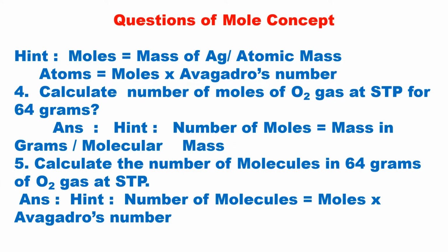Another example in this category of similar connected numericals is: calculate the number of molecules in 64 grams of oxygen gas at STP. We know that 1 mole of the molecule contains 6.02 in 10 raised power 23. So in 64 grams there are 2 moles. So the number of molecules of oxygen will be 2 into 6.02 in 10 raised power 23 and this will be the answer.